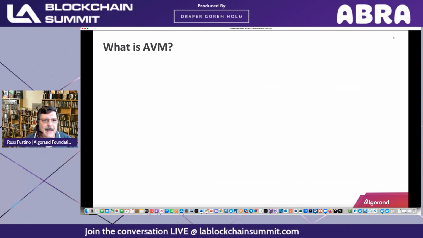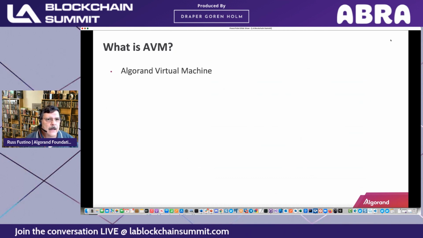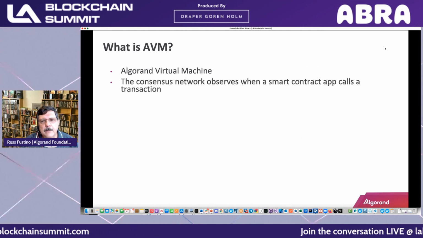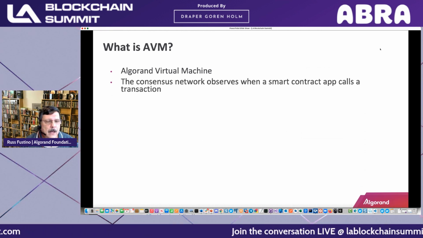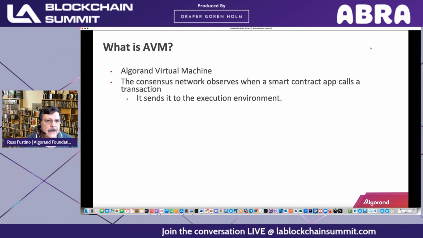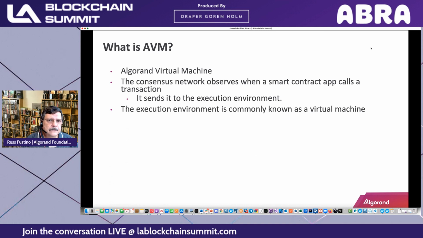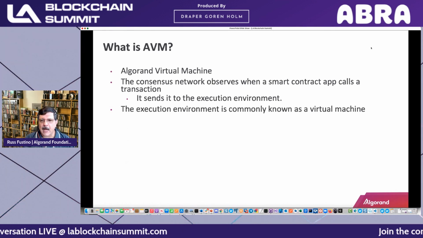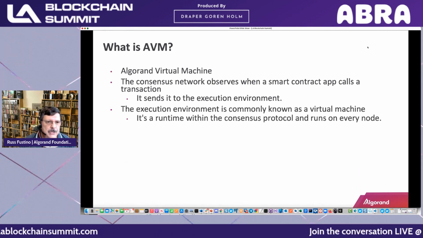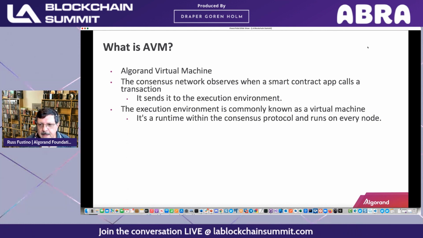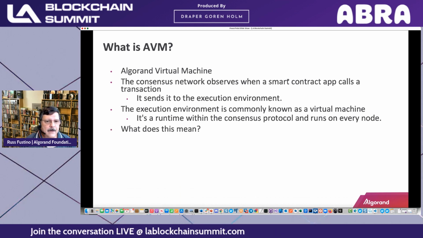So what is an AVM exactly? It stands for Algorand Virtual Machine. So the consensus network observes when the smart contract app calls a transaction, and it sends it to the execution environment. The execution environment is commonly known as a VM, or a virtual machine. And we have these VMs run on every node. So it's a runtime within the consensus protocol, running on every node. And what does this mean?